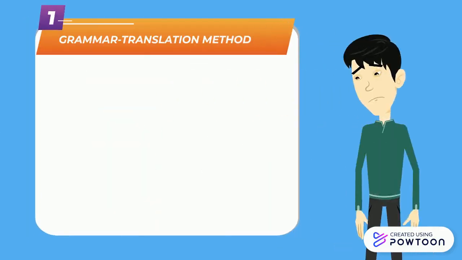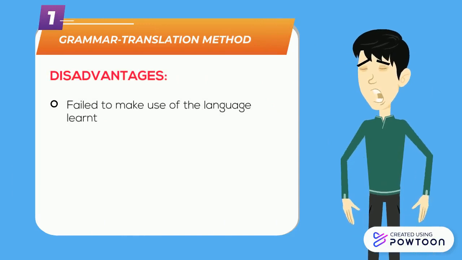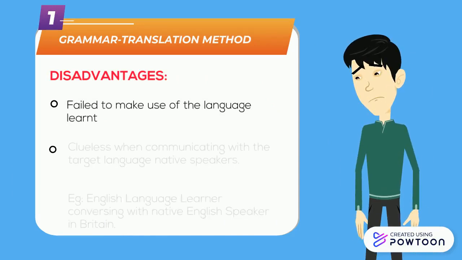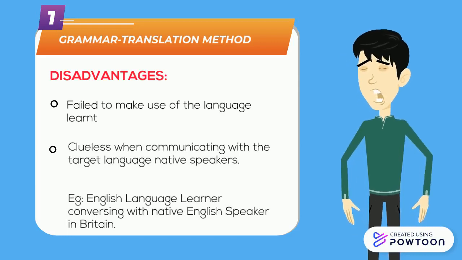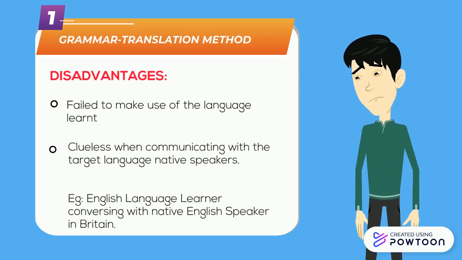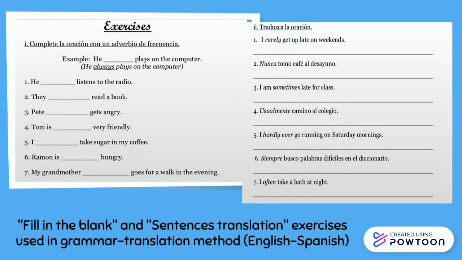However, as we can see, this method shows how ignorant the student will be on making use of the language that they have learned. They will find themselves at a loss when communicating with the native speaker of the second language that they have learned. For instance, an English language learner conversing with a native English speaker in Britain. These are the examples to visualize how the grammar translation method is used in a classroom.